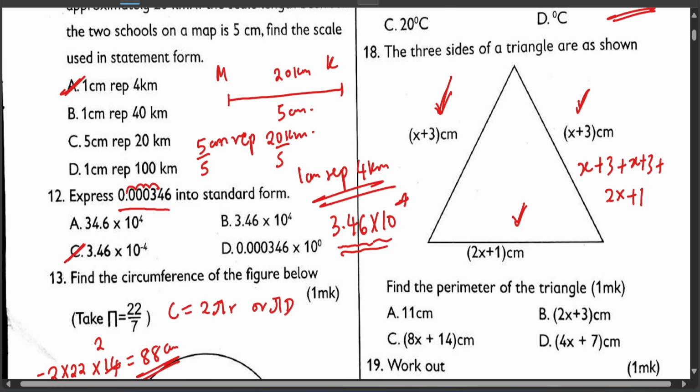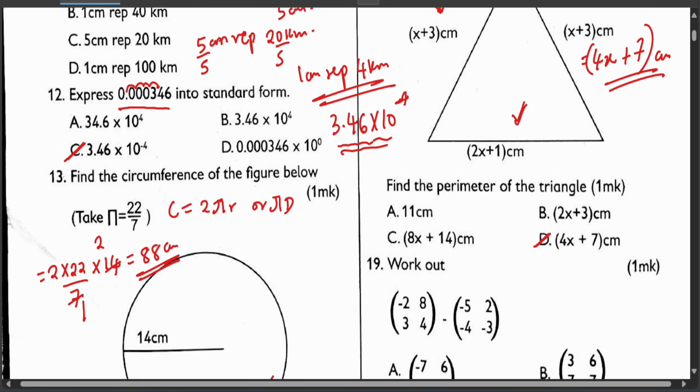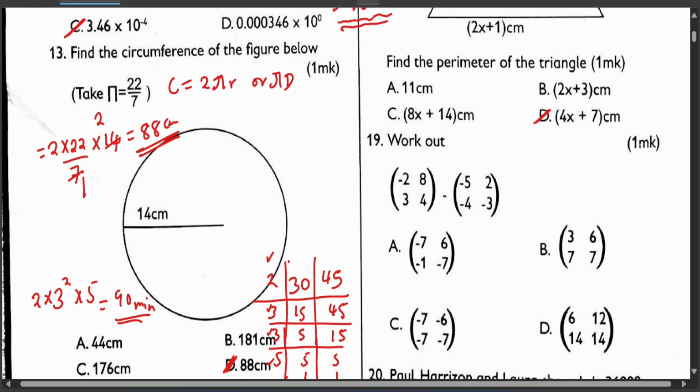Now, mwacha niandike hapa juu kwa sababu ya nafasi. So tunasema x plus 3 plus x plus 3 plus 2x plus 1. Collect like terms. So like terms ni x plus 2x. And like terms are numbers ni 3 plus 3 plus 1. So x plus 2x ni 4x. 3 plus 3 is 6. 6 plus 1 ni 7. So answer yako ni 4x plus 7 centimeters.